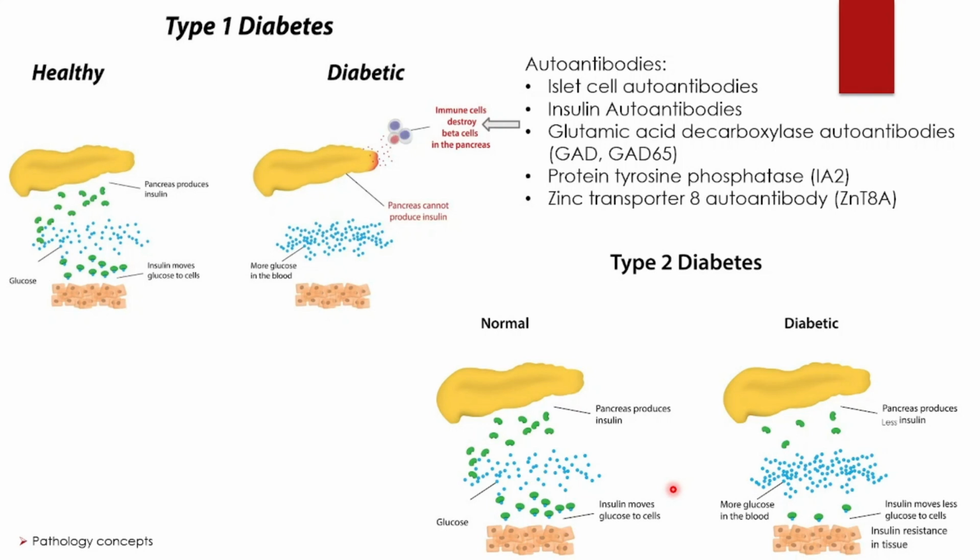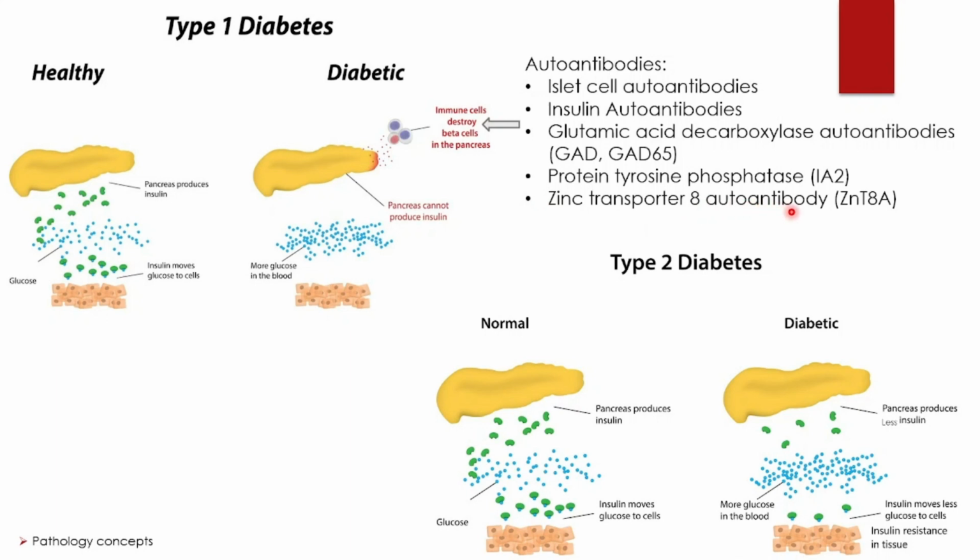Type 1 diabetes. It occurs due to destruction of beta cells of the pancreas. Mainly occurs in children and adolescents. Etiology is autoimmune destruction of beta cells. These autoantibodies against islet cells are the hallmark of type 1 diabetes. They are islet cell autoantibodies, insulin autoantibodies, glutamic acid decarboxylase autoantibodies, protein tyrosine phosphatase, and zinc transporter 8 autoantibodies.